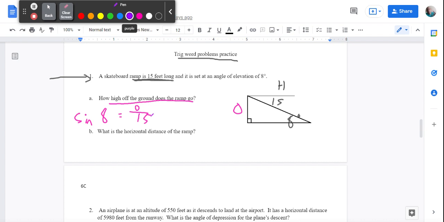Part 2, the horizontal distance of the ramp, is the A. We already have the H, so we'll do cosine. That one will be cosine of 8 equals A over 15. Then we'll set up our proportions, cross multiply, divide, and we'll be off to the races to find what we need. So try those problems out. We'll talk about them in class in a minute, and let me know if you have any questions. Take care.